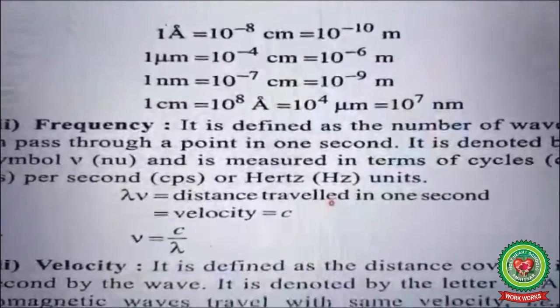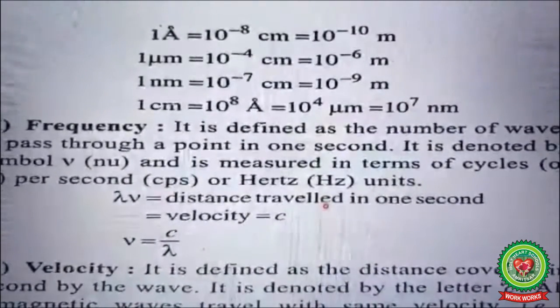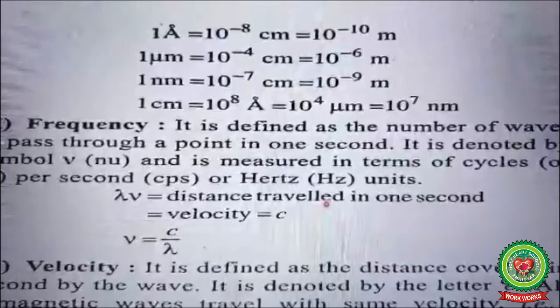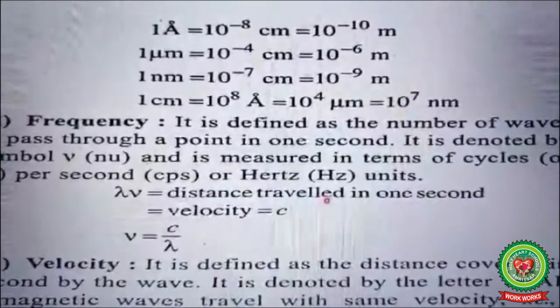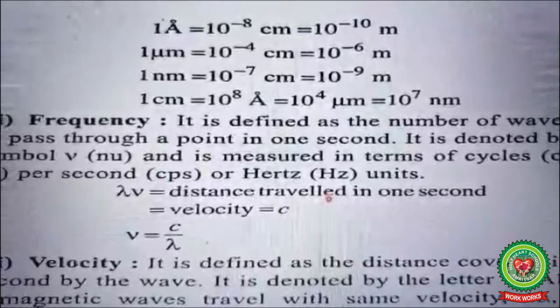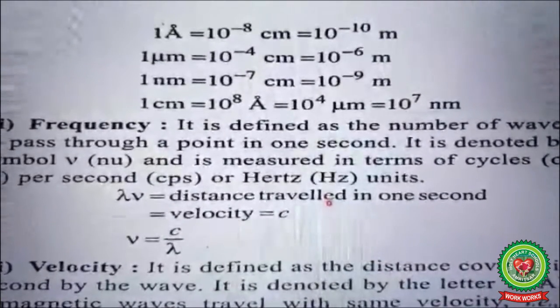These are the various conversions which are flashing on your screen. 1 angstrom is equal to 10 to power minus 8 centimeter, which is in turn equal to 10 to power minus 10 meters. Micrometer conversion is given to you, nanometer is given to you, centimeter into micrometer is given. So with the help of this, we can do various conversions.